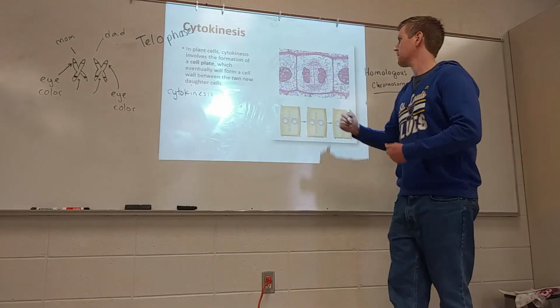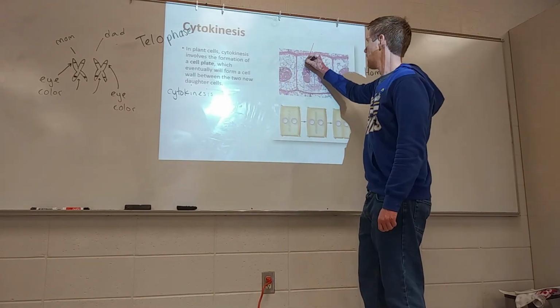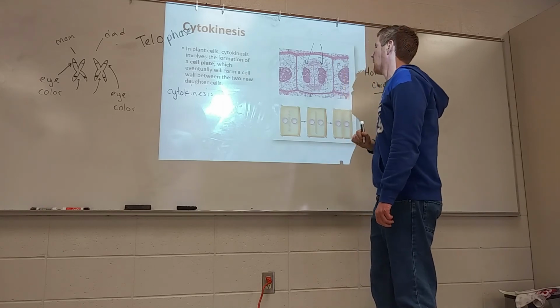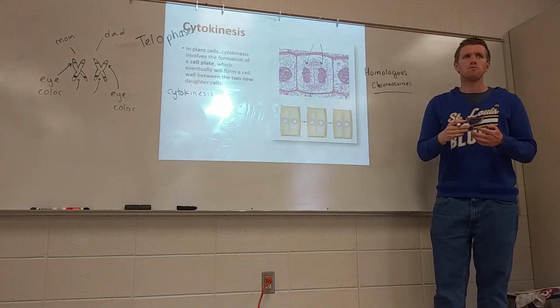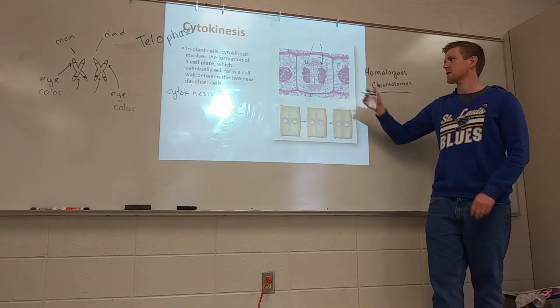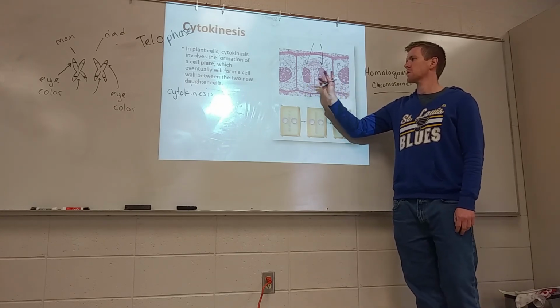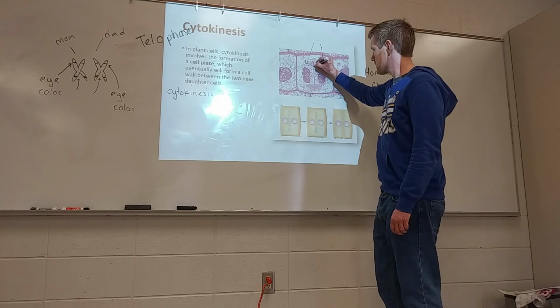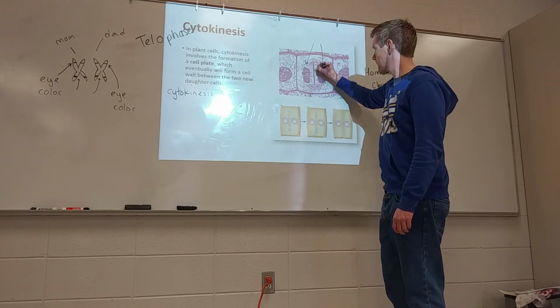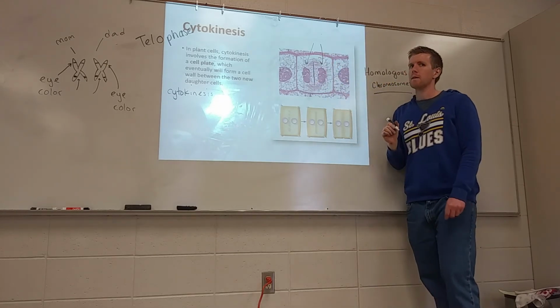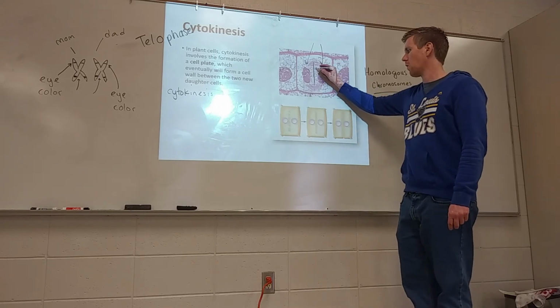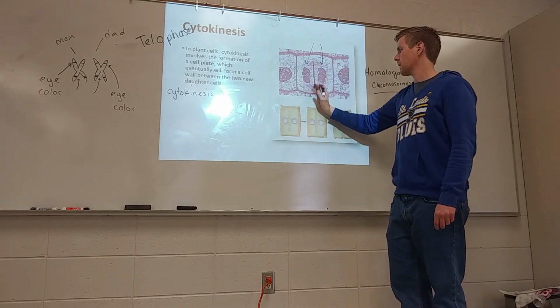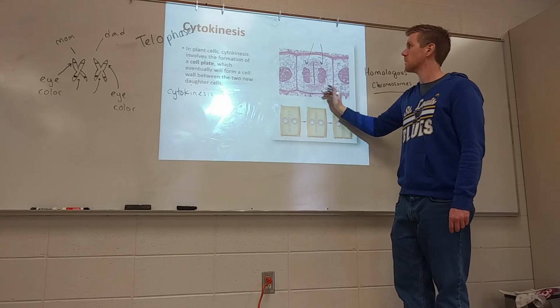So here we have a couple of plant cells. These are the two new genetic components. I want to say that the nucleus has started to reform. So these are the two new nuclei of the cell. This is the starting construction, is that the right word? The plant's construction of a new cell wall to separate what was one cell into two.